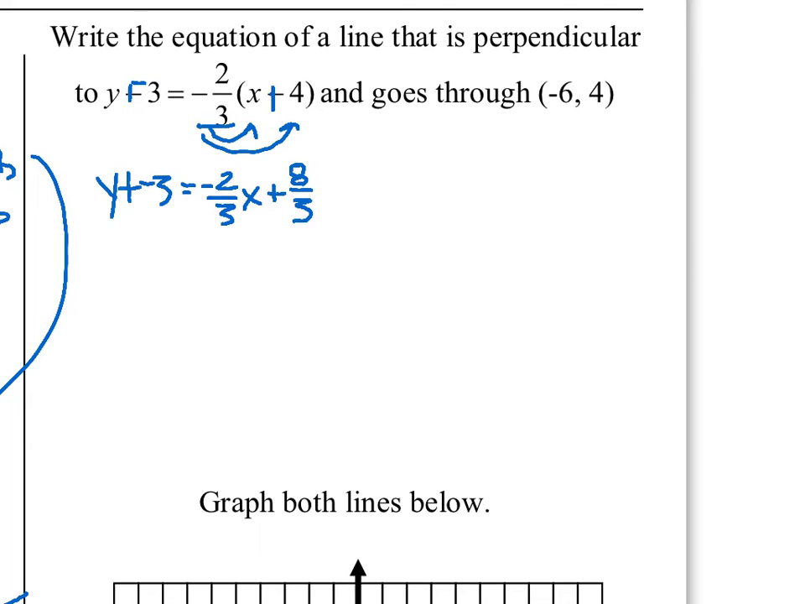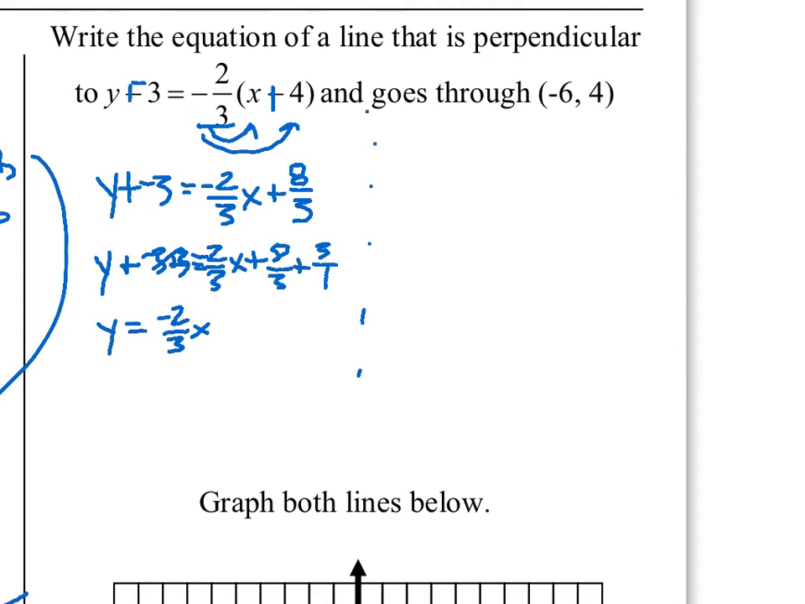Add a positive 3 to both sides. Now, when we add a positive 3, we're going to be adding our fractions together here, so negative 3 plus 3. By the way, still need to create that space. Negative 2 thirds x plus 8 thirds plus, I'm sorry, this is messy, plus 3 over 1, y equals negative 2 thirds x. And I need to change these fractions so they have the same denominator before I can add them.